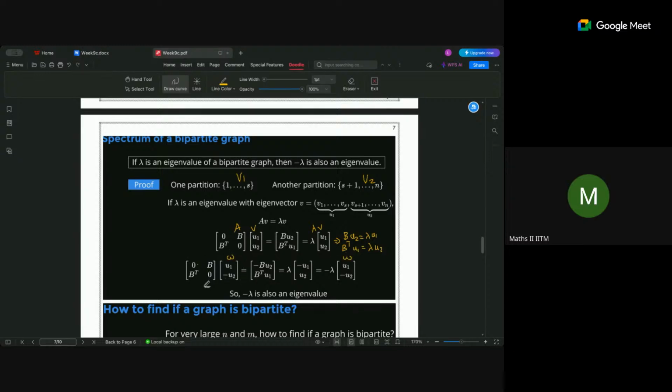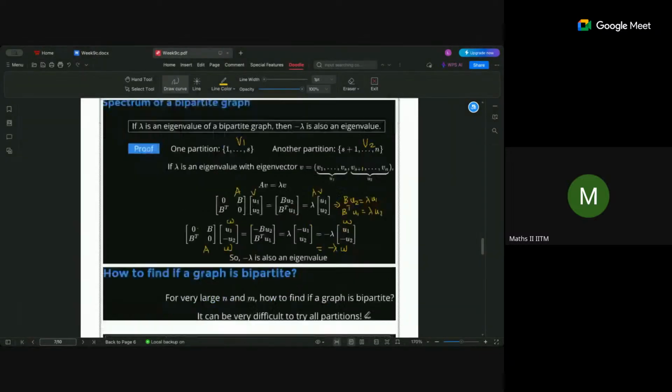So what have we got? AW is equal to minus lambda W. It means minus lambda is also an eigenvalue. So if lambda is an eigenvalue, minus lambda is also an eigenvalue. Can you all understand that? Is it clear? Yes or no? I don't see any response. I don't know where this is going.